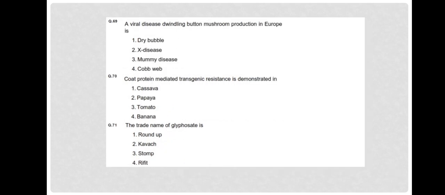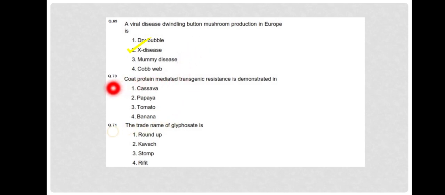Next question is, a viral disease dwindling button mushroom production in Europe is, so the answer is X disease. The virus causing the X disease is mushroom virus X, which contains double-stranded RNA as genome. This disease is also known as brown crab mushroom disease.